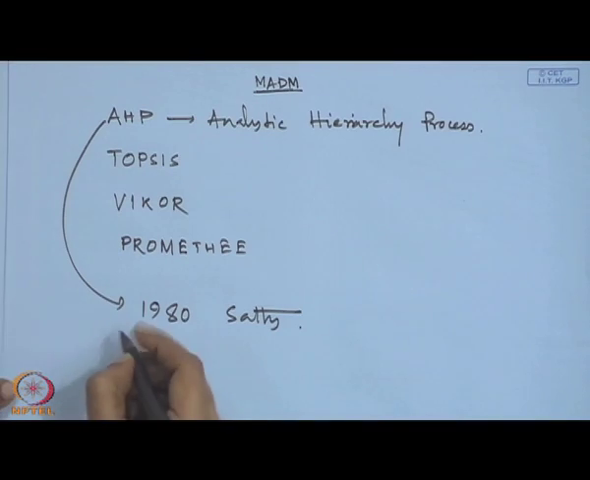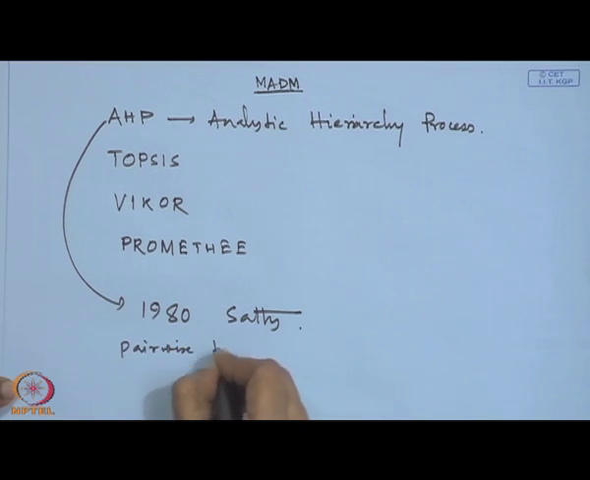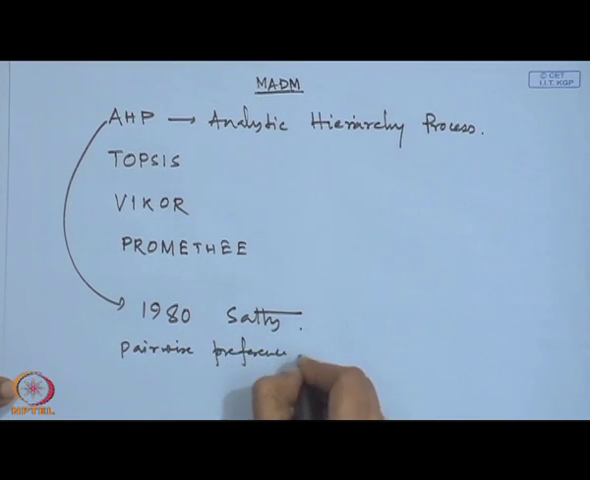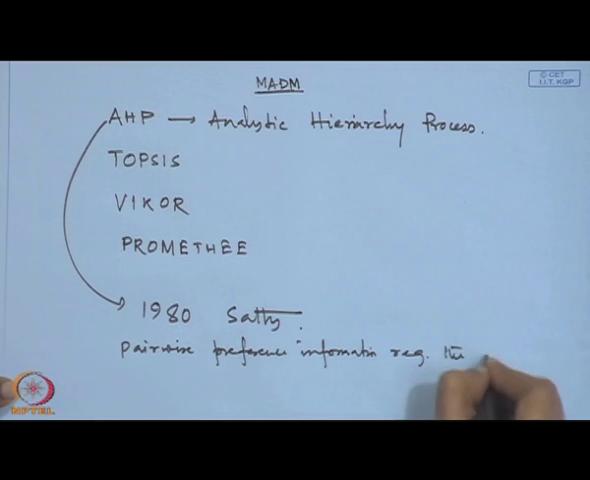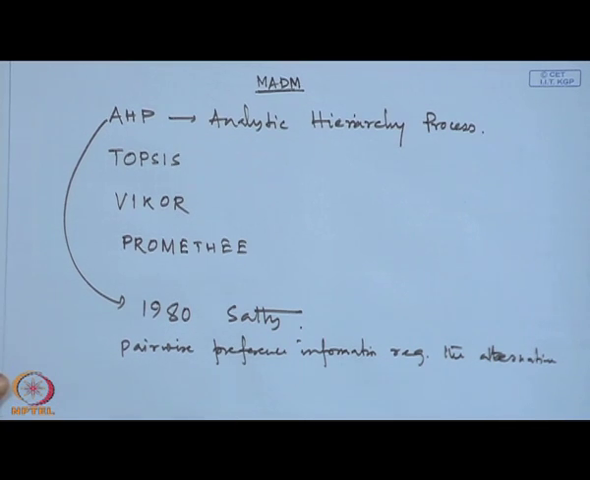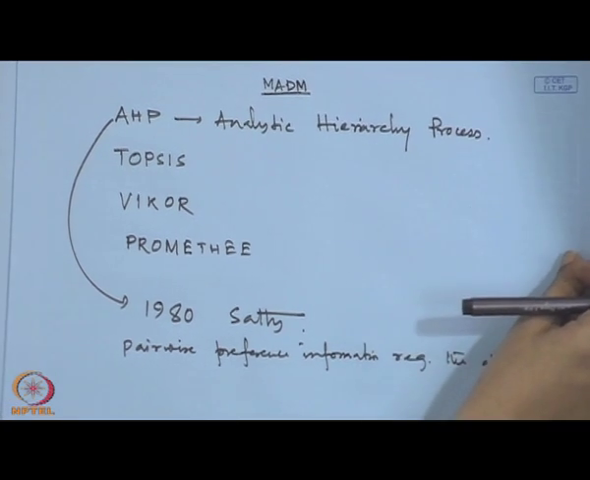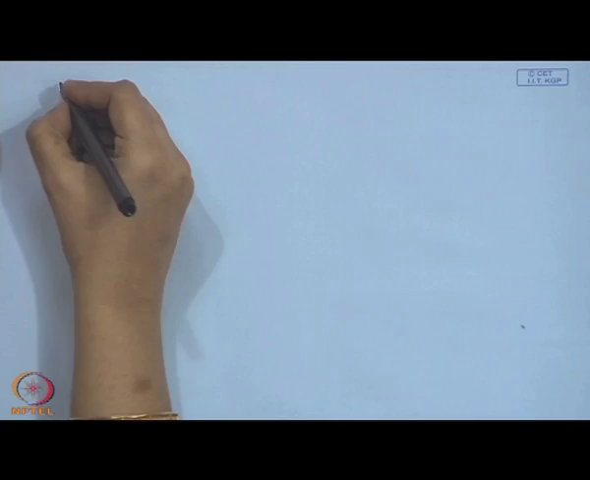In analytic hierarchy process, we are considering the pairwise preference information regarding the alternatives against a specific criteria. Now, if I take one example, it would be much clearer, that is why I will explain the AHP with one example.